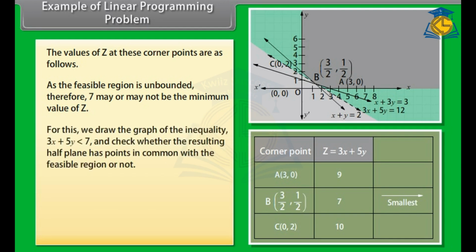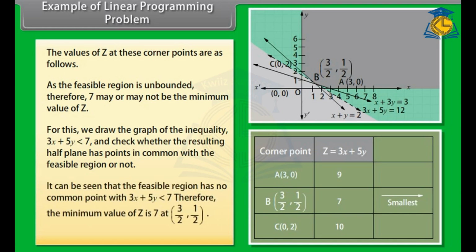For this, we draw the graph of the inequality 3x plus 5y is smaller than 7 and check whether the resulting half plane has points in common with the feasible region or not. It can be seen that the feasible region has no common point with 3x plus 5y is smaller than 7. Therefore, the minimum value of Z is 7 at (3/2, 1/2).